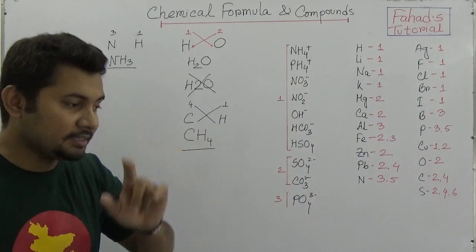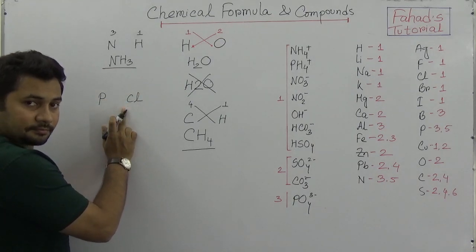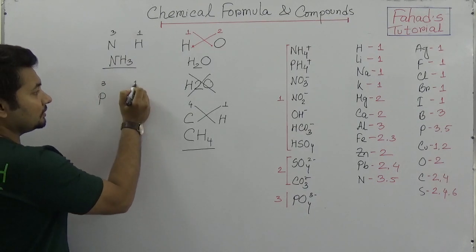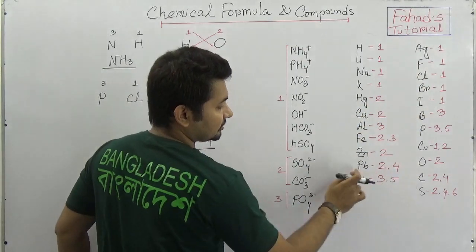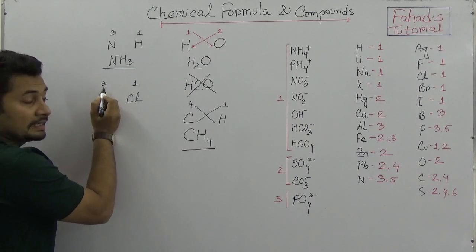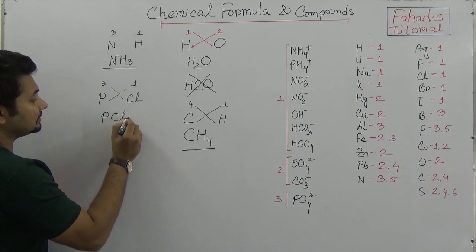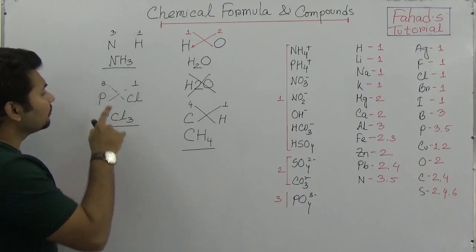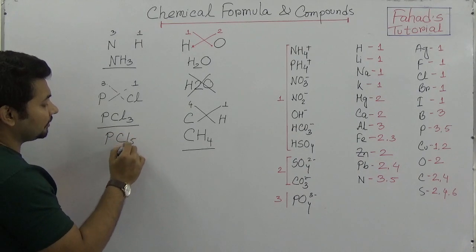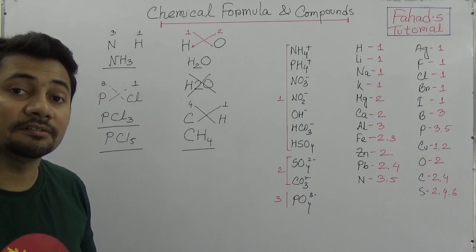These are very common. Right now, if you see phosphorus and chlorine, the valency of phosphorus is usually 3, and chlorine is 1. We know that chlorine is 1 and phosphorus is 3 and 5. If we use 3 here, it will change their positions and then it will be PCl3. Or if we use 5 instead of 3, then it will be PCl5. So we have 2 compounds based on the different valencies of phosphorus.